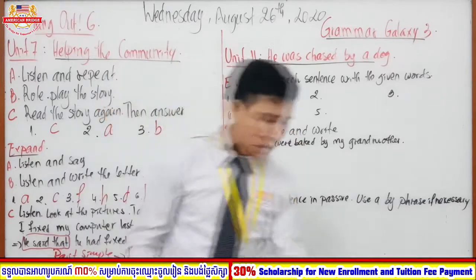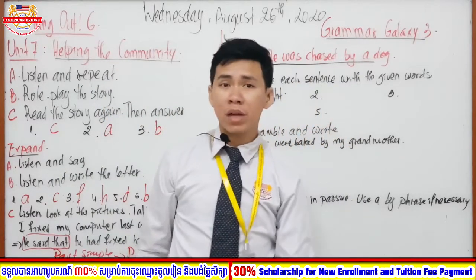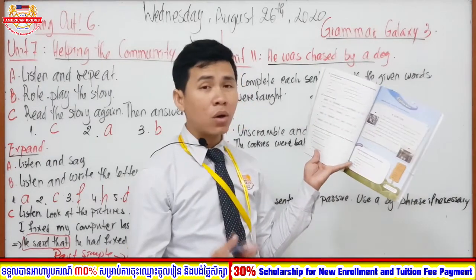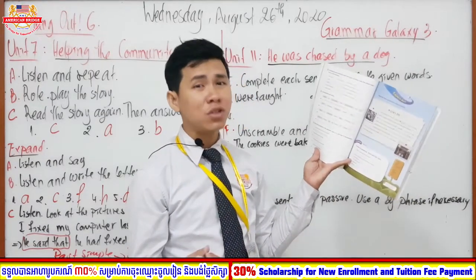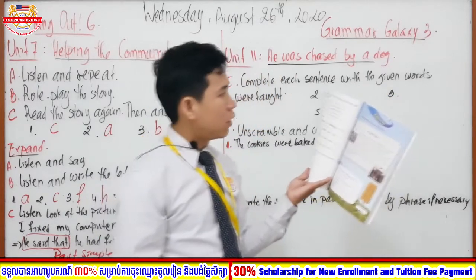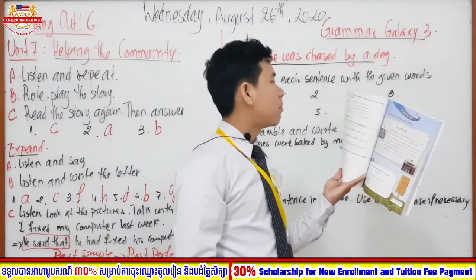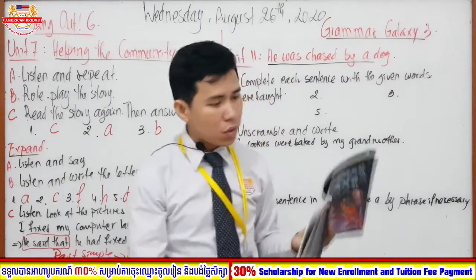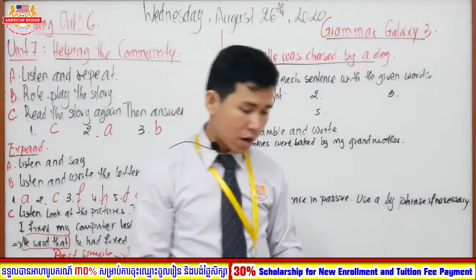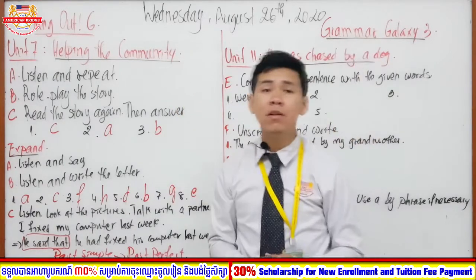Section E is really short, but there is the instruction to you. Complete each sentence with the given words. Use the simple past form of the passive. So here you are going to use only the simple past form of a passive.